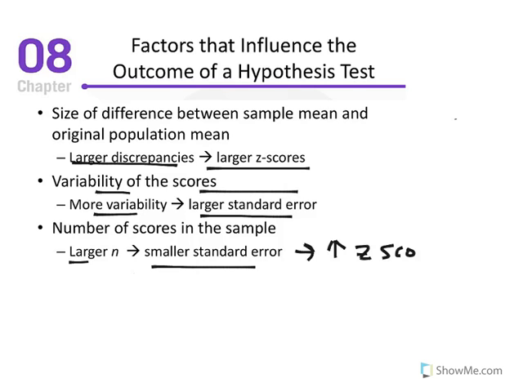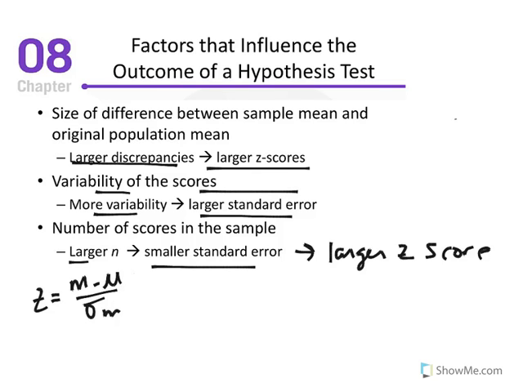And if I want to, I'll make sure I'm more consistent with the way that I notated it previously, so larger z-score. So let's just play with some numbers to see what this looks like. So our z is equal to M minus mu divided by standard error. Our standard error is equal to the standard deviation of the population over the square root of n. Let's consider n equal to 25, and then we'll increase it to 100 and see what happens.